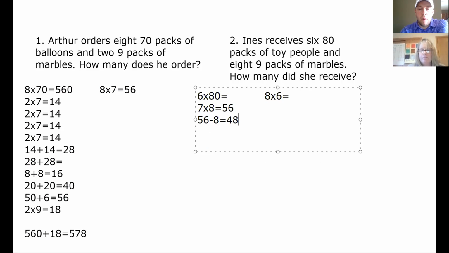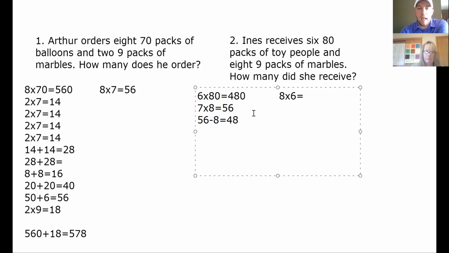So now that I know what 8 times 6 is, 48, I know 6 times 80 equals 480. Now, the second part of this says I have 9 packs of marbles. So in each pack, there are 9. So I'm going to take 8 times 9. Now, we've done 8 times 6. We've done 8 times 7. Now we're going to continue to move on.